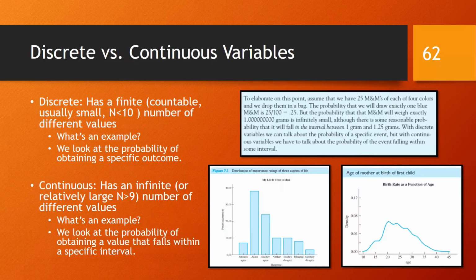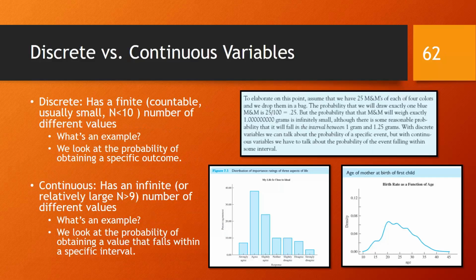Moving on, let's go back over discrete and continuous variables. The distributions of these two kinds of variables are treated somewhat differently in probability theory. With discrete variables, we can speak of the probability of a specific outcome, but with a continuous variable, we need to speak of the probability of obtaining a value that falls within a specific interval. Remember that a discrete variable is one that can take only a countable or small number of different values, whereas a continuous variable is one that can take on an infinite number of different values.